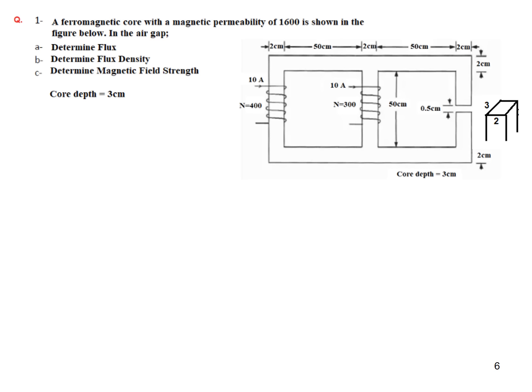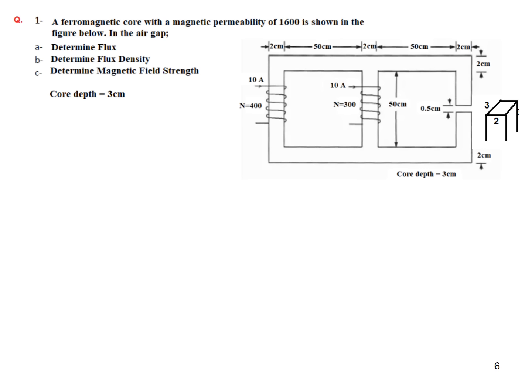Let's come to problem number 2. First of all, let's see the circuit and see what is the difference from the previous one. In the previous one, the air gap was in the middle. Now the air gap is on the sides, and these are the two coils. And the given magnetic permeability is 1600. We have to determine, in the air gap, the flux density and magnetic field strength.